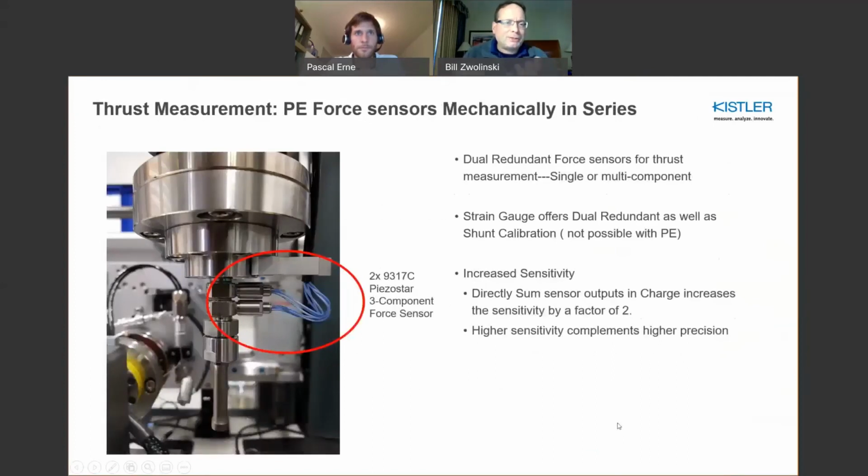One of the things I wanted to mention, because I've been out looking at various installations with strain gauge. Certainly, there's in some applications dual redundant force sensors. You can certainly do that with piezoelectric and stack two sensors on top of each other. Certainly, in this case here, this is being done mainly for doubling the sensitivity. But you can certainly do a dual redundant approach. But shunt calibration, which is very famous for strain gauge type solutions, is not possible with a piezoelectric solution.